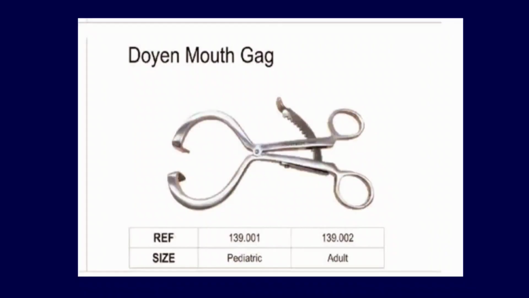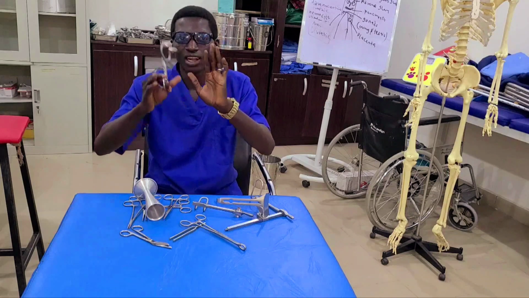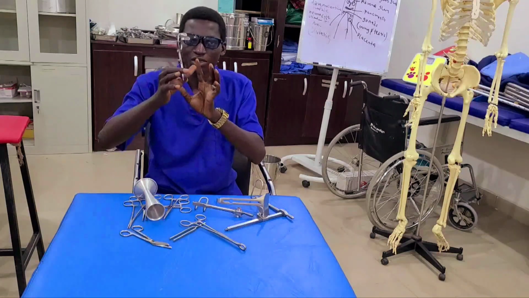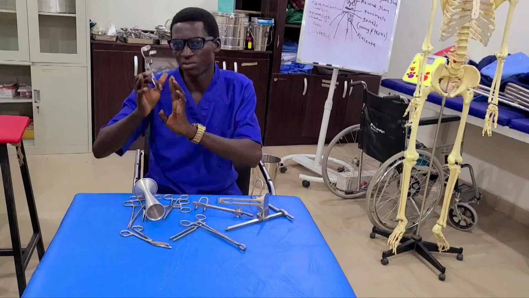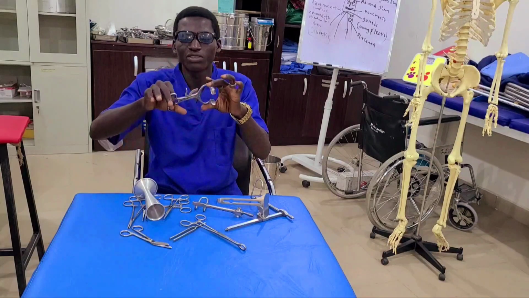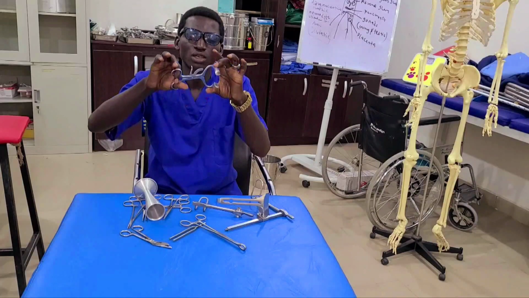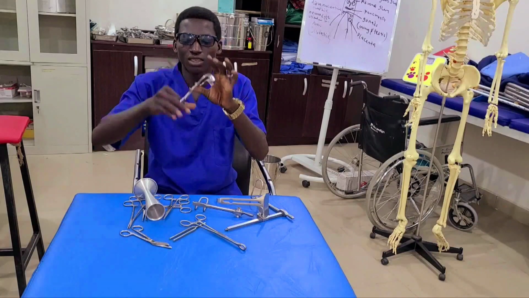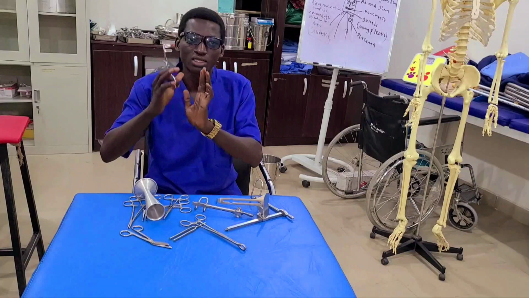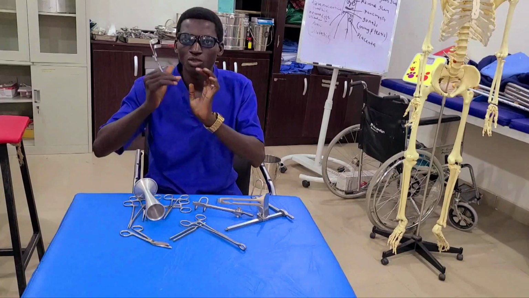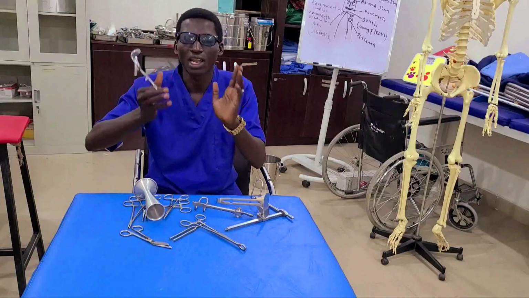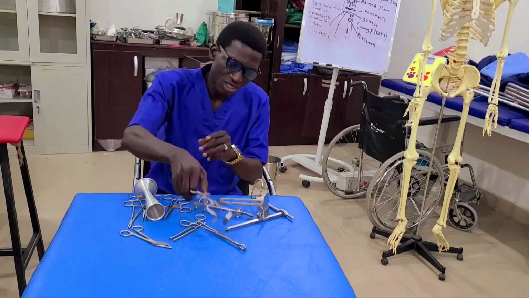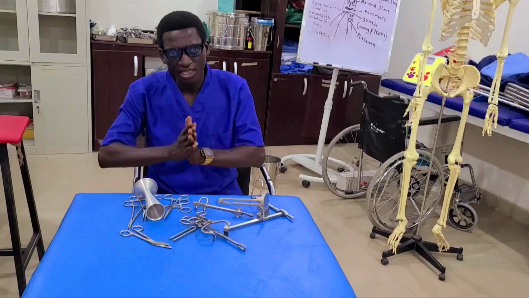Here with me it is called the Doyne's mouth gag. There is another mouth gag aside from this called the Ferguson mouth gag. Here I don't have that instrument, but the one I'm having with me is the Doyne's mouth gag. This instrument is used to open the mouth for easy accessibility of the oral cavity. This comes to an end of today's class.